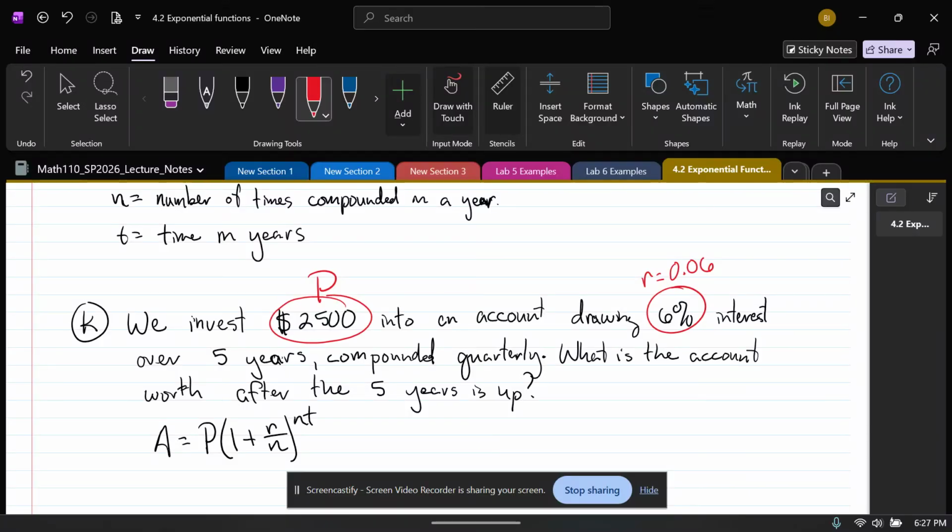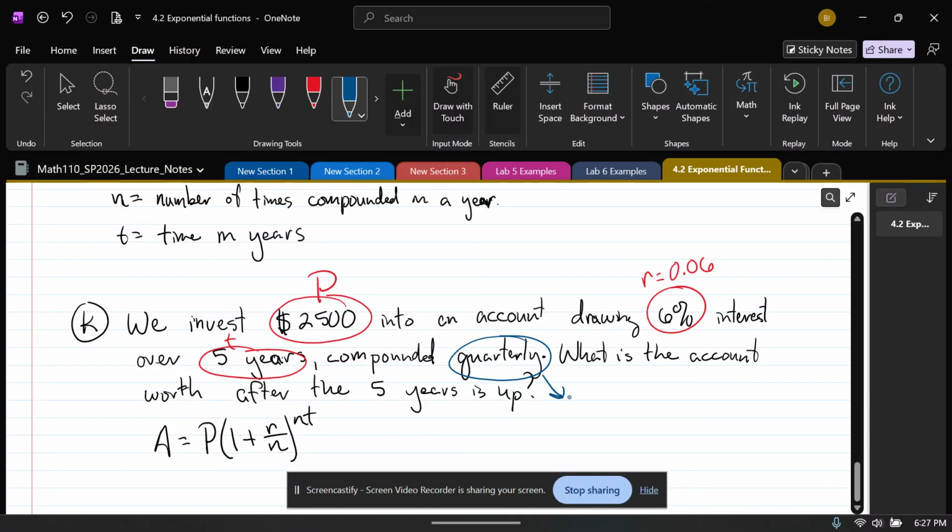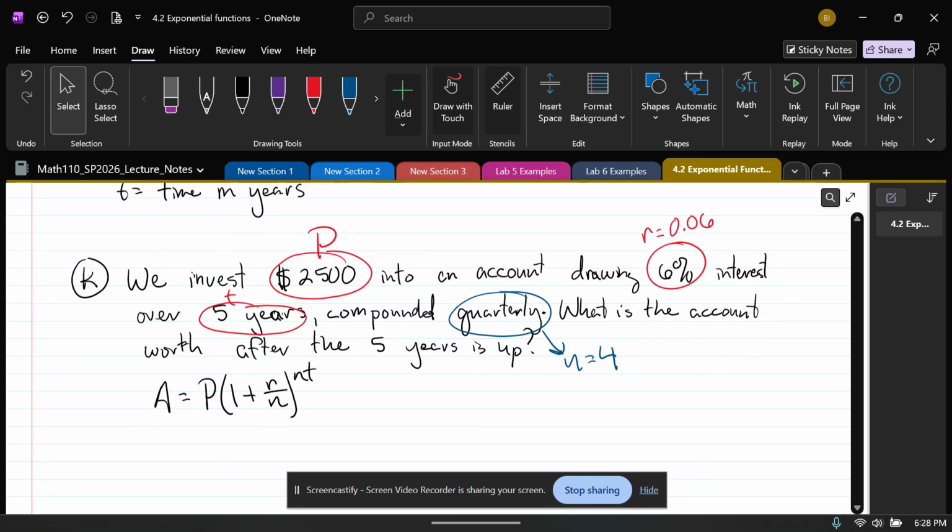And then the next number I see is 5 years. What is that? T, yeah, time in years. And then it says compounded quarterly. Where does that fit in? N. What is N? N is equal to 4. Quarterly, there are 4 quarters in a year. So every 3 months is what that means. Okay. So we have everything that's in that formula except for the account worth, and that's what they want me to find. So they want us to find A.